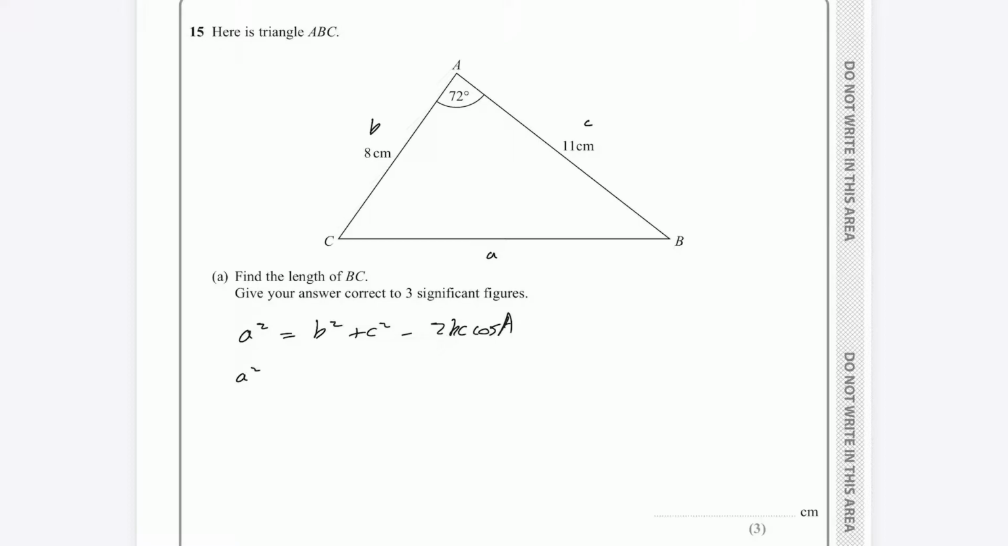So then we have A squared is equal to 8 squared plus 11 squared minus 2 times 8 times 11 times cos 72. And that gives us A squared is equal to 130.613009. And if I square root that, I get A as 11.4 centimeters.